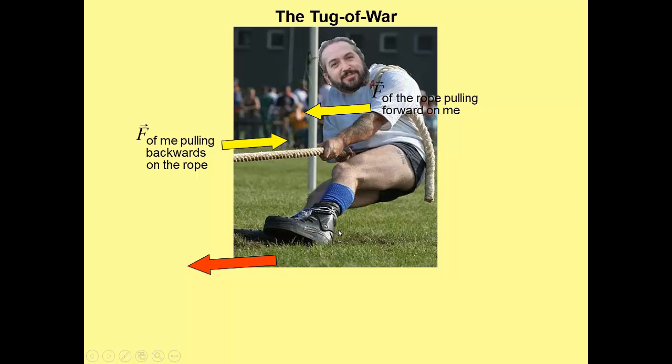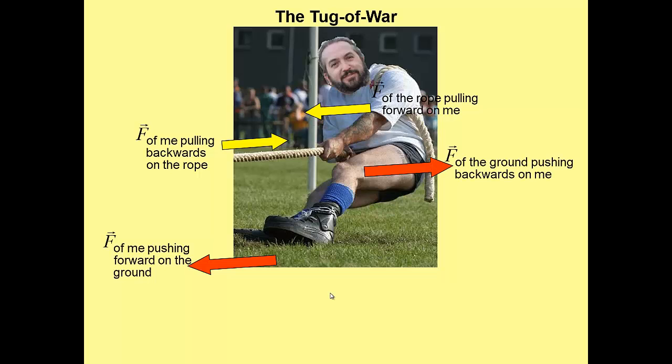I'm just doing the angle. Technically, it's down and forward, down and to the left in the picture. But just to make life easy, he pushes forward on the ground, and so what's the ground do? Pushes backwards on me. So if we focus on me here, let's make this all about me, people. If we talk about me here, focus on me only.